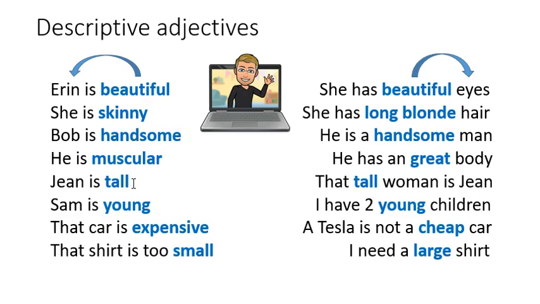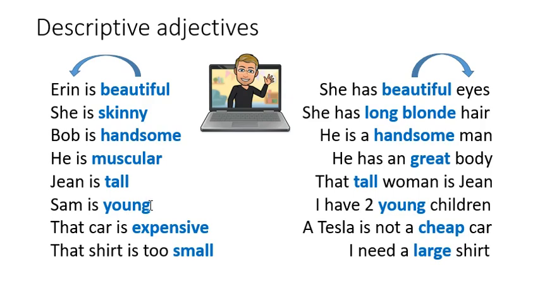Jean is tall. The adjective tall is used to talk about the height of a person. So, for example, maybe this person is 5 foot 11 inches tall, or maybe she's 1 meter 80. So this person is tall. I'm talking about the height of the person. Jean in English is a name for female.